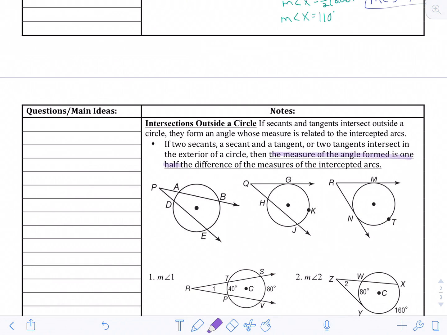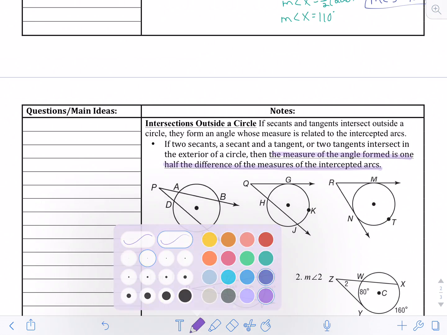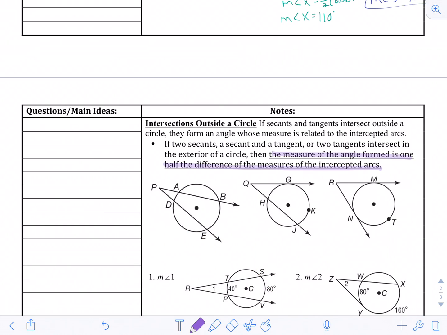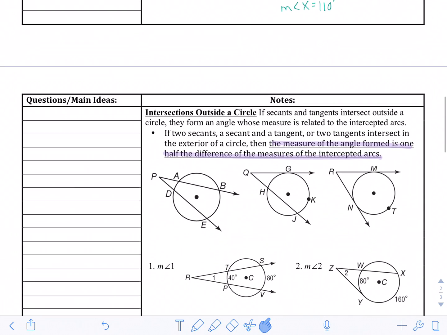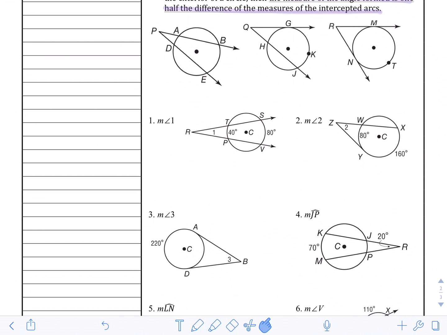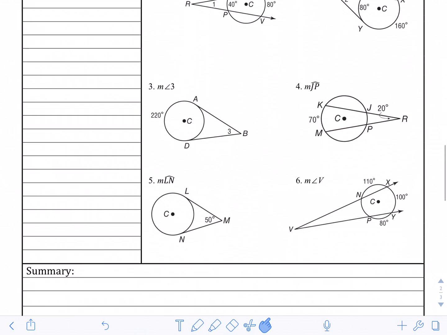Okay, so when they are on the outside, your angles on the outside, you're going to be subtracting here instead of adding. So there's your 3 different scenarios: whenever you have two tangents, whenever you have a secant and a tangent, or whenever you have two secants. Those 3 pictures are just the 3 different examples that you can see.